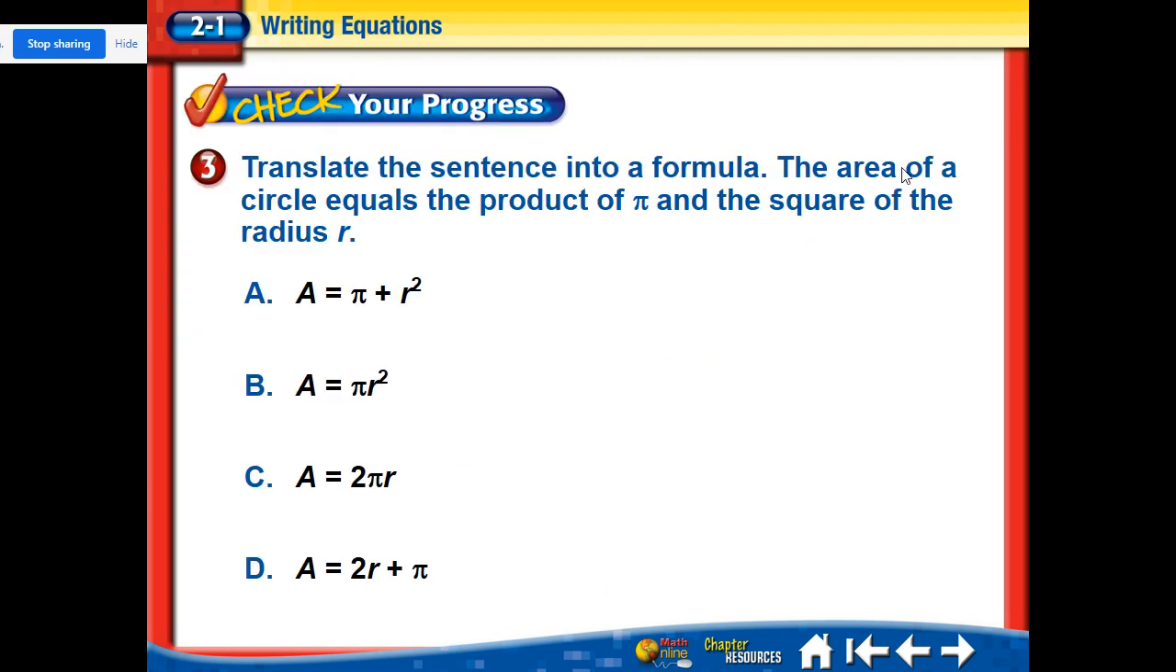How about this one? Area equals the product, again meaning multiplication, of pi and the square of the radius. Square, remember, is an exponent. So the product should be a multiplication. This is an addition. That's an addition. So those two are out. And this one is 2 pi r. This was pi r squared. The squared part is this one, so we want b.